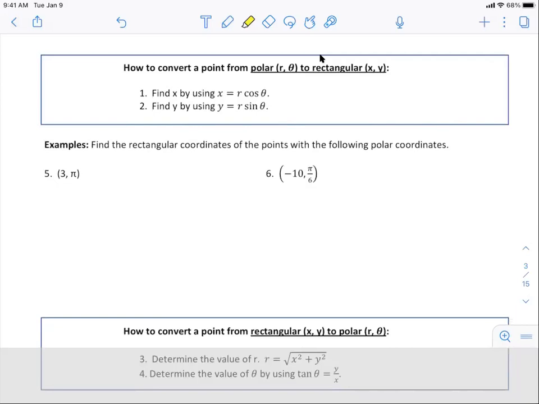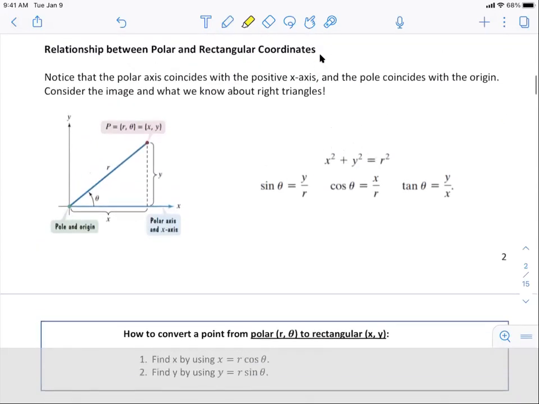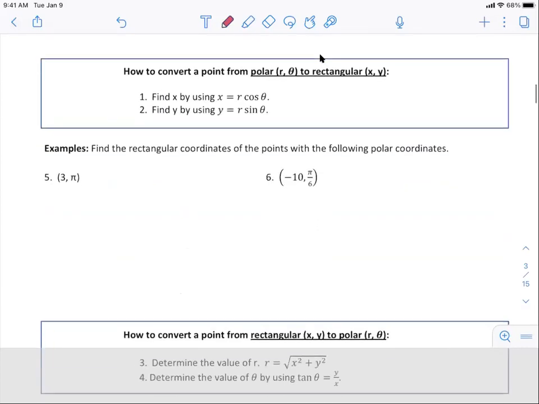So the rule is this: to find x, x is always equal to r times the cosine of theta, and y is always equal to r times the sine of theta. Now, again, if you want to know why, I would refer you back to this. We know that the sine of theta, for example, is equal to y over r. If you multiply by r on both sides, we get r sine theta is equal to y. Same thing with cosine. So that's where these relationships come from.